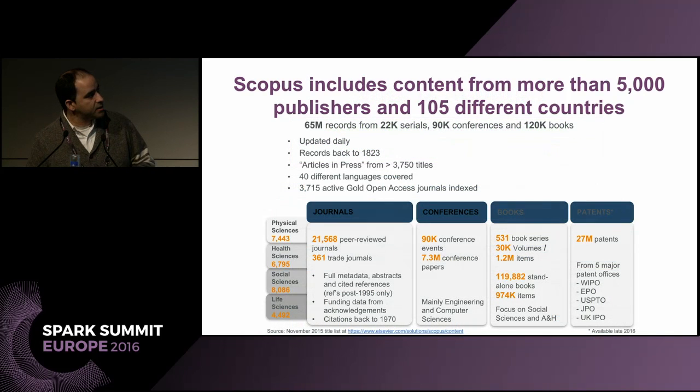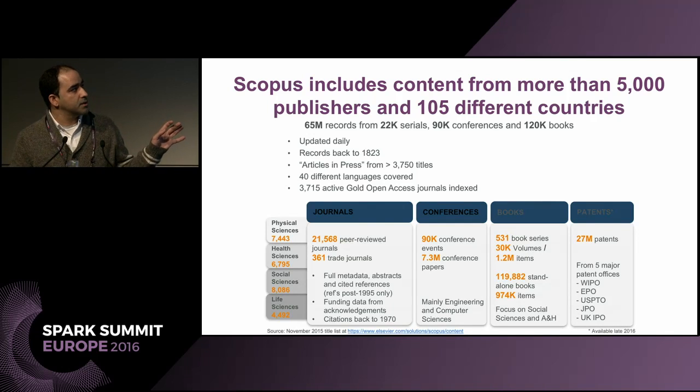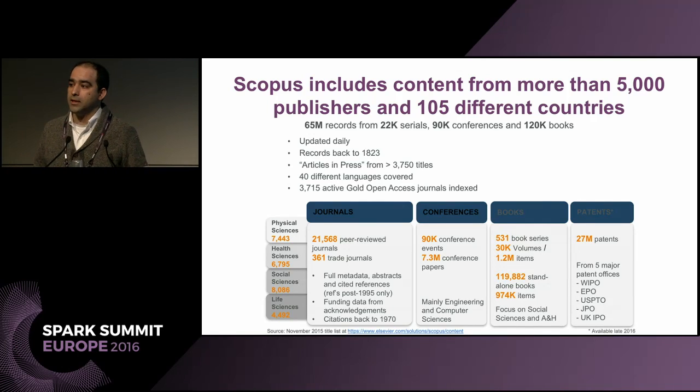Okay, so let's look at the content within Scopus. Elsevier is a leading publisher, but we only publish about 25% of scientific materials. So we curate a lot of data, mainly metadata, not the full text, from other publishers, and we incorporate all of those in Scopus. You can see it covers about 65 million scientific articles, also about 27 million patents from 5 different offices. It includes articles in the press from different countries, from different publications, and so on, and also conferences.